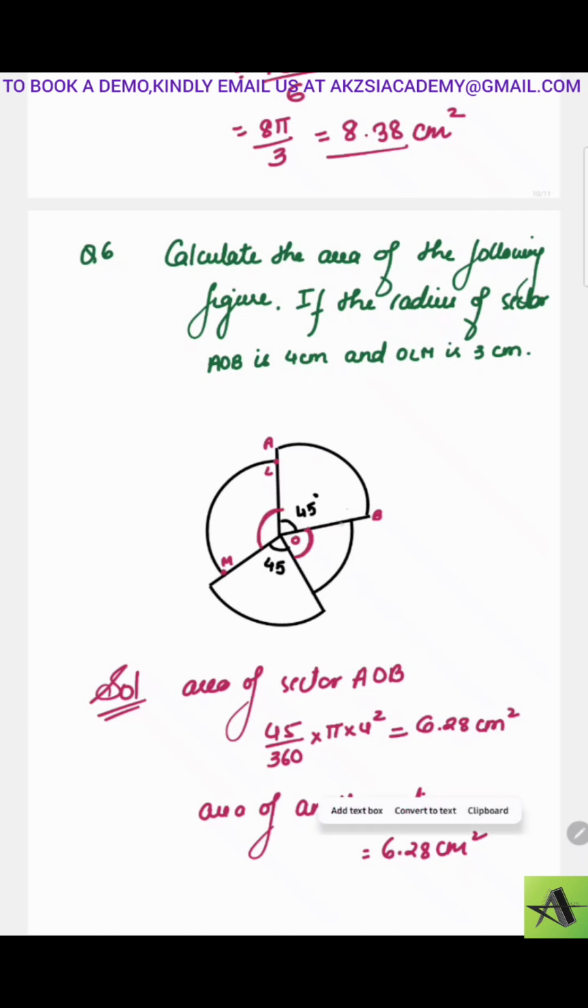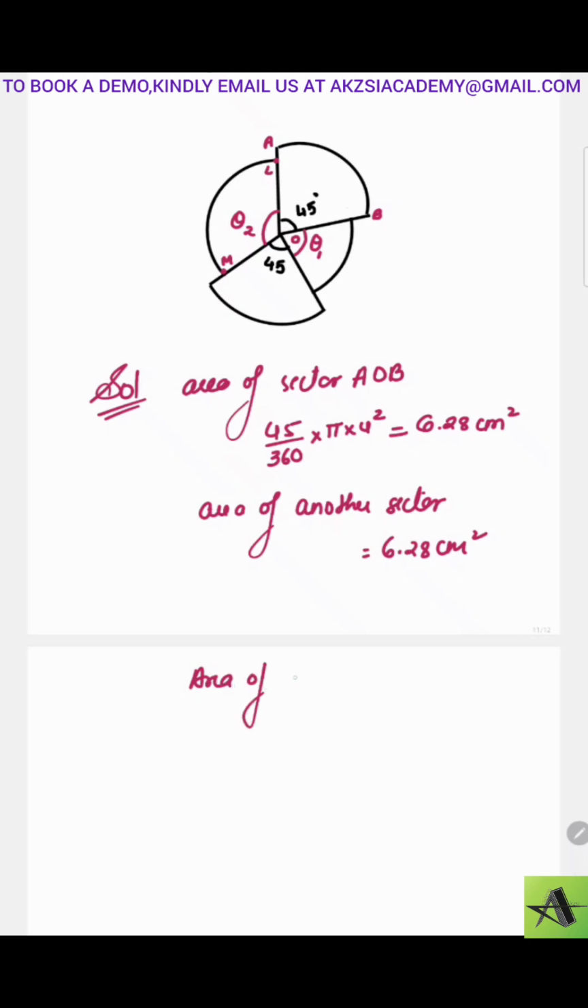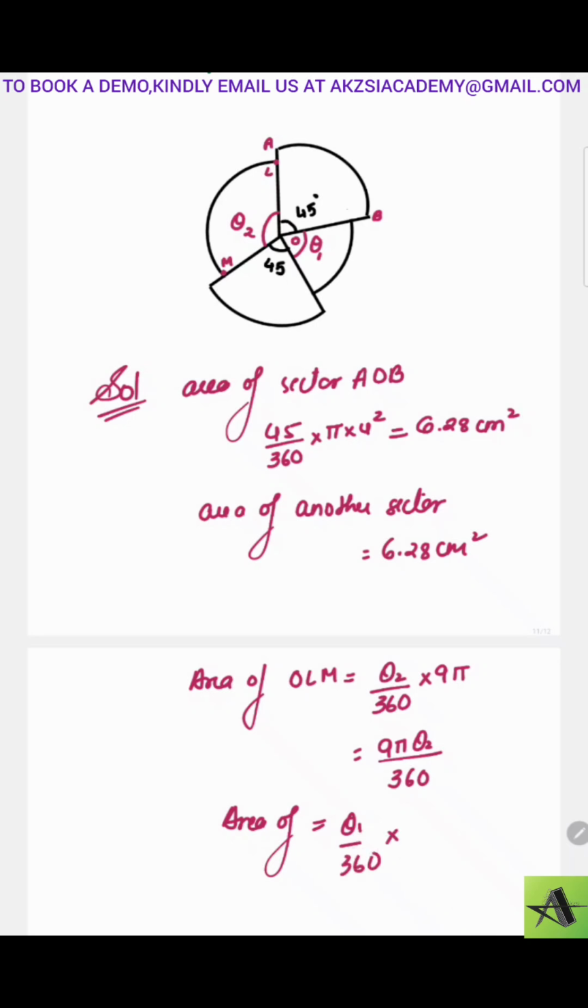Now, I don't know the angle of this one or this one, but I do know that they both have the same radius. So if I take this angle as theta 1 and this angle as theta 2, I'll write for the remaining sectors: the area of sector OLM is theta 2 over 360 into pi r squared, and r is 3. So 3 squared is 9, and you'll get 9 pi theta 2 over 360. Similarly, the area of the other remaining sector is theta 1 over 360 times pi r squared, and r is 3, so it is 9 pi theta 1 over 360.